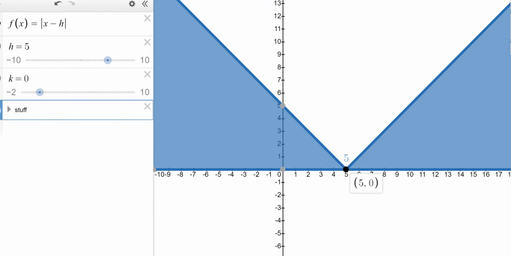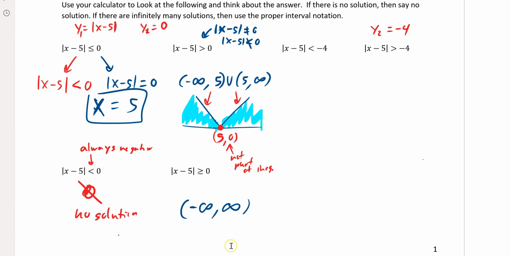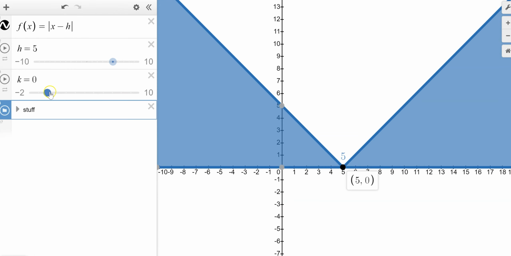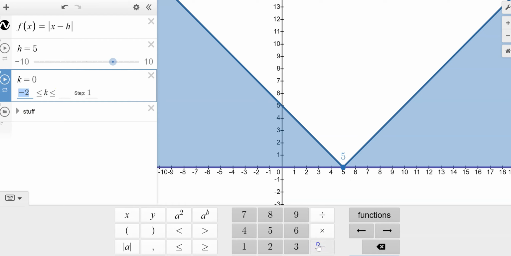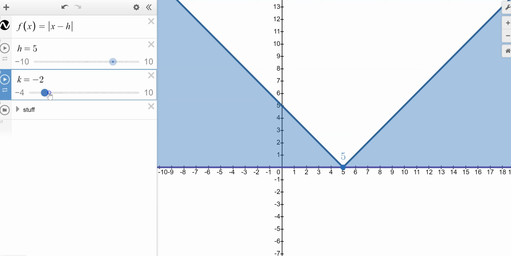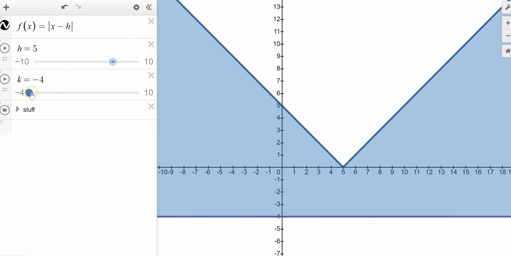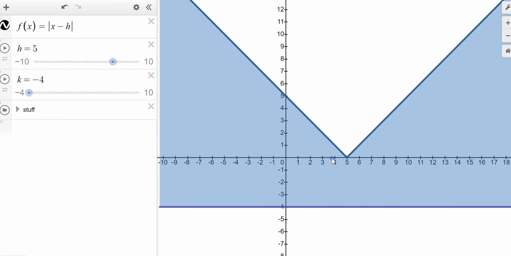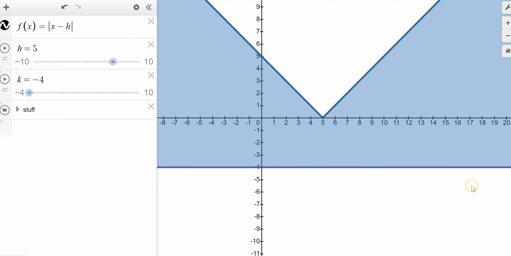Now, what's the next number? We're going to look at it when it's a negative 4. So let's change our k here to negative 4. Slide it back, and there you go. So what happens when k is equal to a negative 4? You notice everything now turns blue, right? So that means everything above negative 4 is true. But everything below negative 4 is not true. So here, these are not solutions. There's nothing lit up. So if there's nothing lit up, it's not a solution.